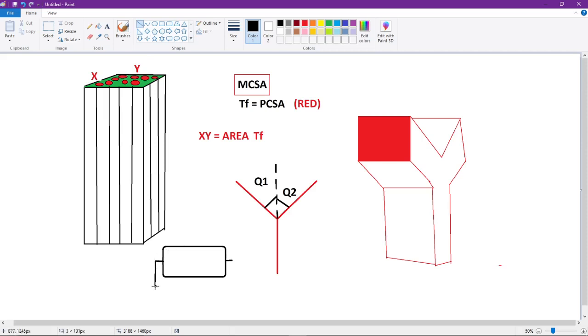Then we have something just like this, an iron casing, and then it will converge into the center just like this.